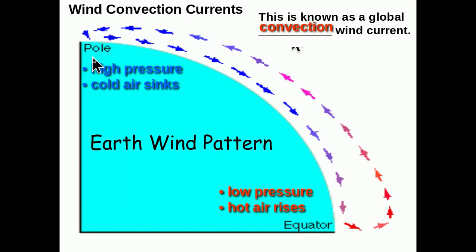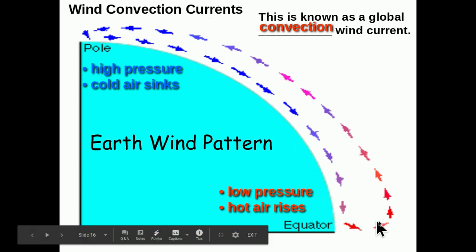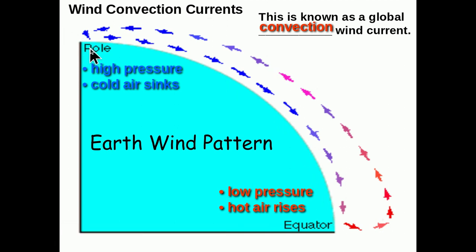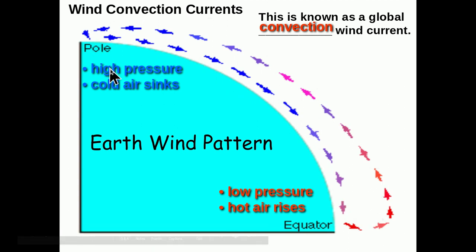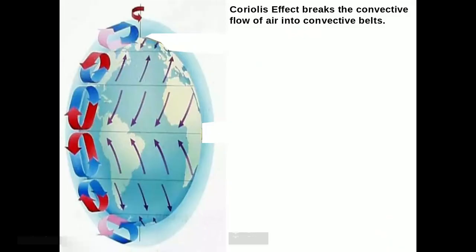If the Earth was not under the influence of the Coriolis effect, if the Earth was just standing still, then there would be one huge wind cell, this entire convection cell. But we know that the Earth is not sitting still, and we know that the Earth is under the influence of the Coriolis effect, which is rotating 1,000 miles per hour. Because of that rotation and that Coriolis effect, it takes this huge convection cell, this one singular cell, and splits it up into 3 global wind cells.